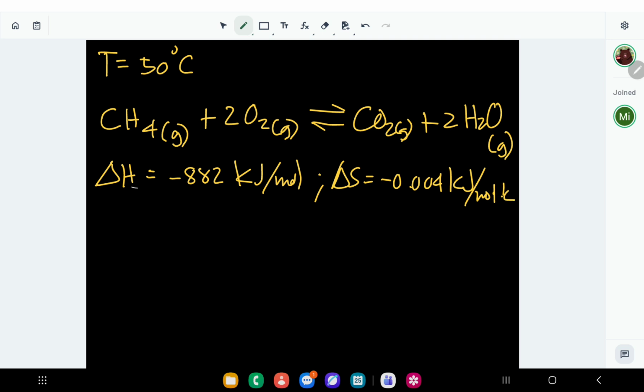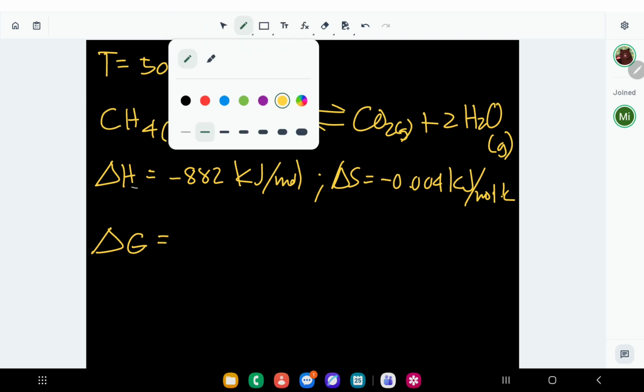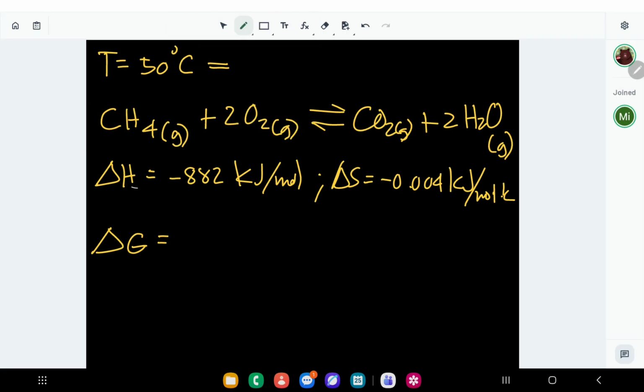So what is the condition for both negative? Spontaneous at low temperature. We don't know if 50 degrees is low or not, so let's convert this to Kelvin. 273 plus 50 is 323.15 Kelvin. So let's solve for delta G.